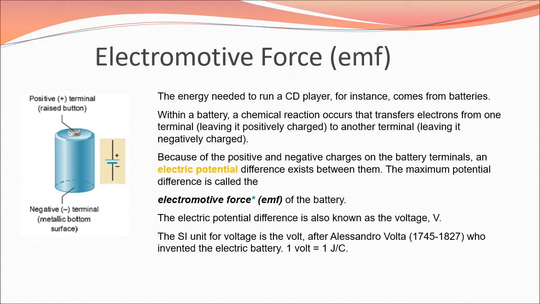The difference in the potential between the negative and the positive terminal is how we describe the voltage of our battery. The SI unit for voltage is the volt, where 1 volt is equal to 1 joule of energy supplied to 1 coulomb of electrons. So 1 volt equals 1 joule per coulomb.